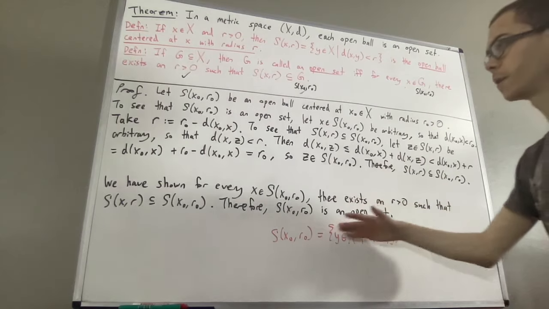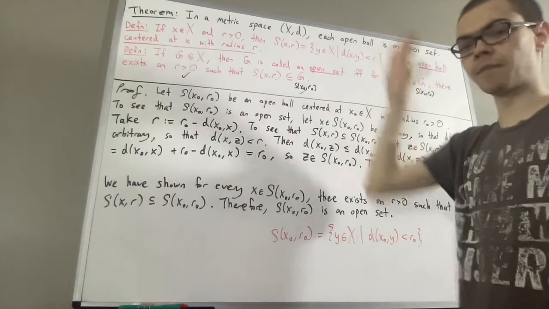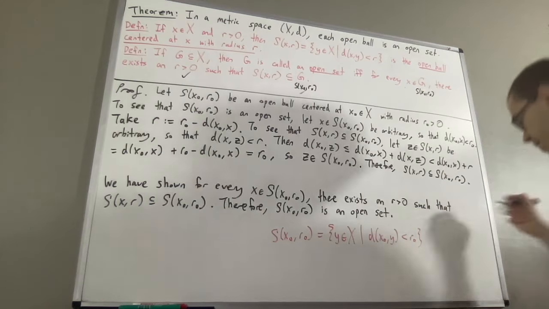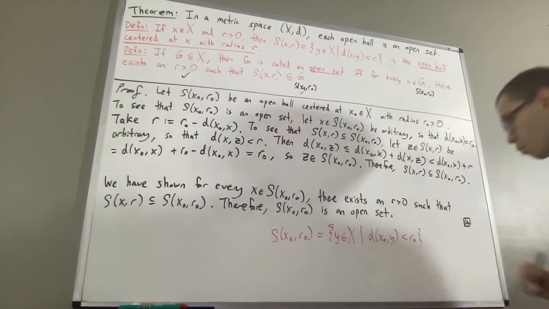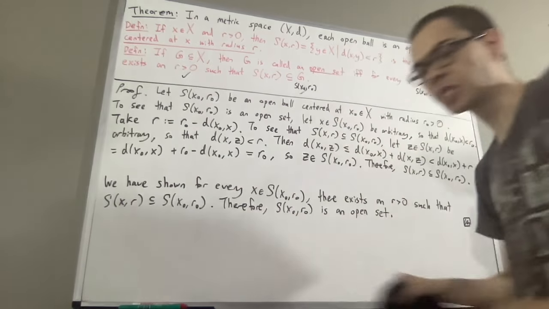So we've shown, given any open ball in our metric space, it must be an open set. And that's exactly what we wanted to prove. So this completes the proof. And so yeah, that's pretty much it for this video.